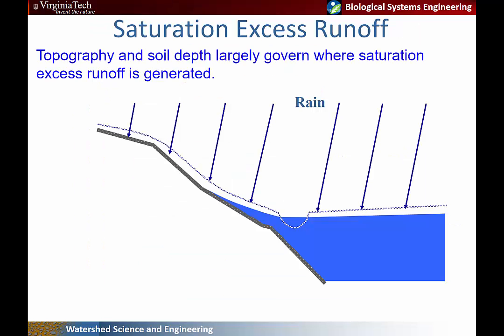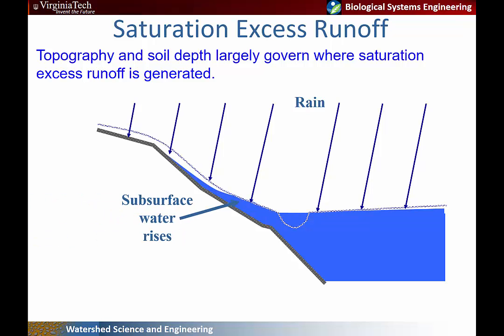So if the bulk of it really isn't infiltration excess runoff, what's the other process? And that again is saturation excess runoff. And so here, topography and soil depth really govern where runoff is generated. We have this same hill slope, right? We get rainfall on that hill slope.